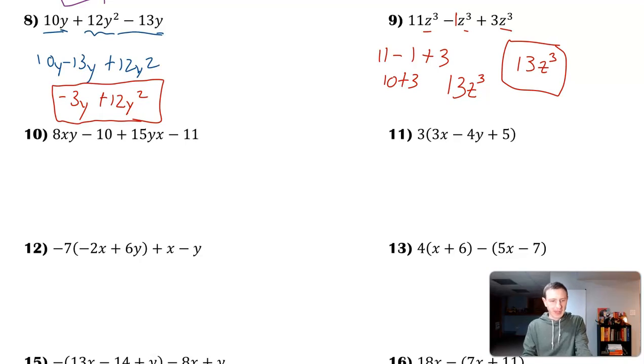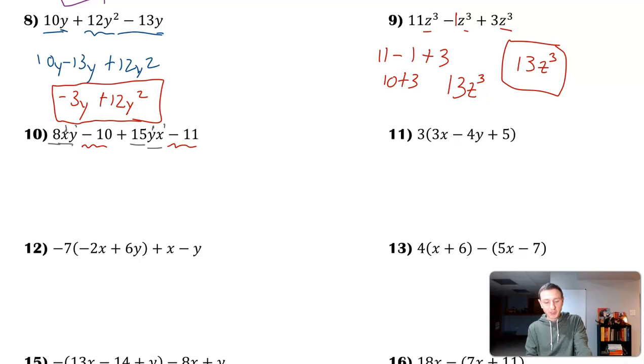Number 10, 8xy minus 10 plus 15yx minus 11. So you've got to be careful with a couple things here. First of all, we have this term xy, and we have this term yx. Are these like terms? Yes, they are. X to the first, y to the first, y to the first, x to the first, same variables, same exponents. So they are like terms. So we're going to combine those together. So you're going to do 8 plus 15. In addition to that, you have like terms with the constants. Negative 10 minus 11. Those are like terms because they're without variables.